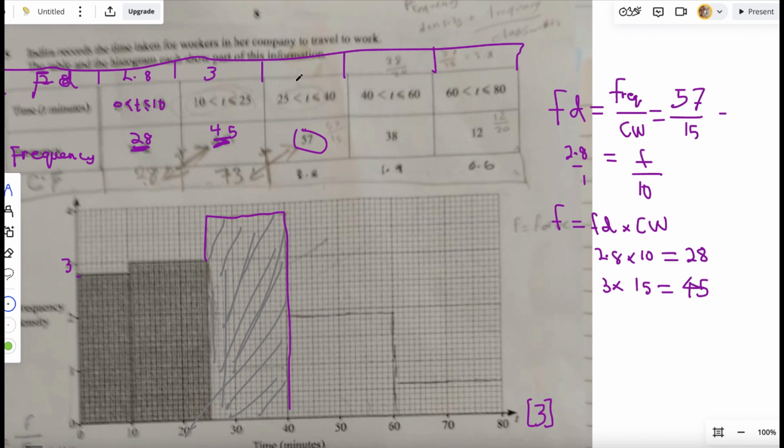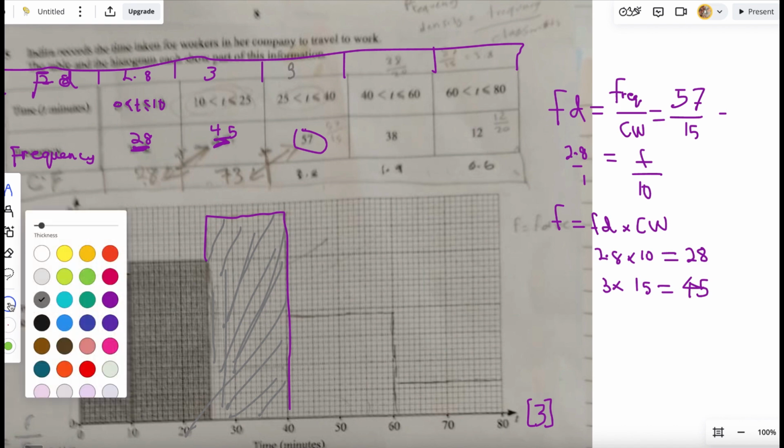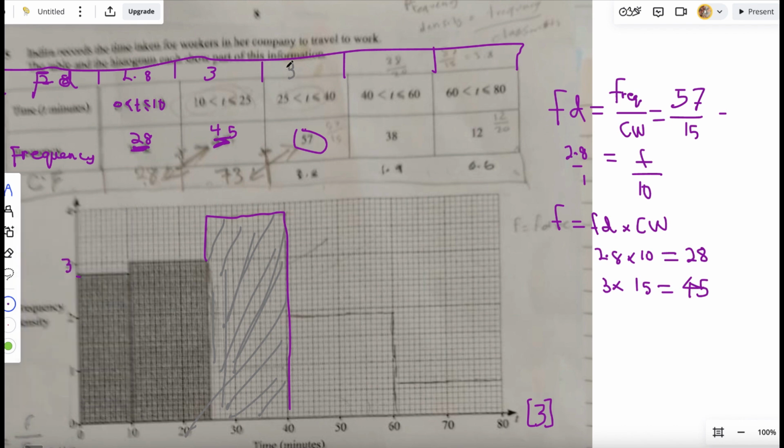First of all, the frequency density we've just done is 3.8. Let's write it: 3.8. Now let's calculate the next frequency density. Frequency density is always the frequency over class width, look at the formula here. What's the frequency for this one? 38.